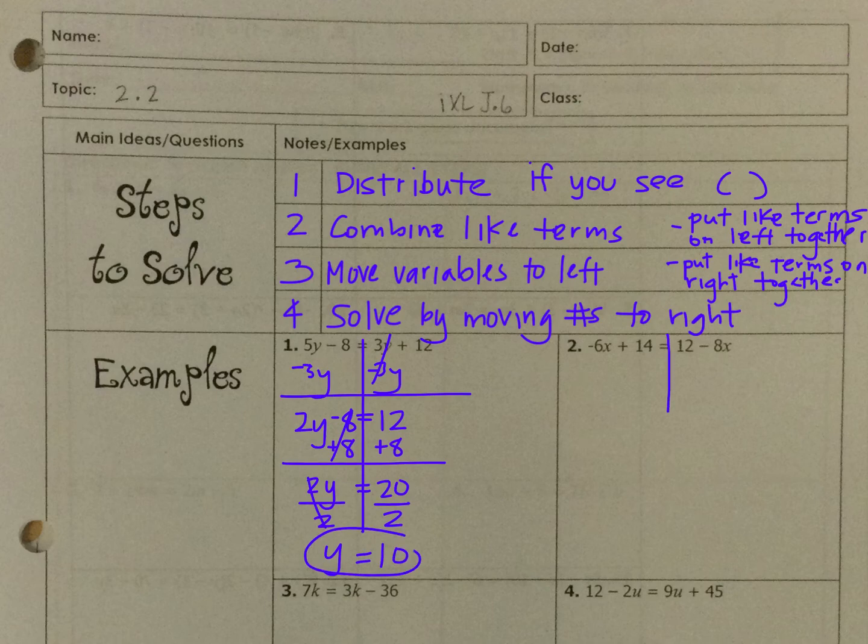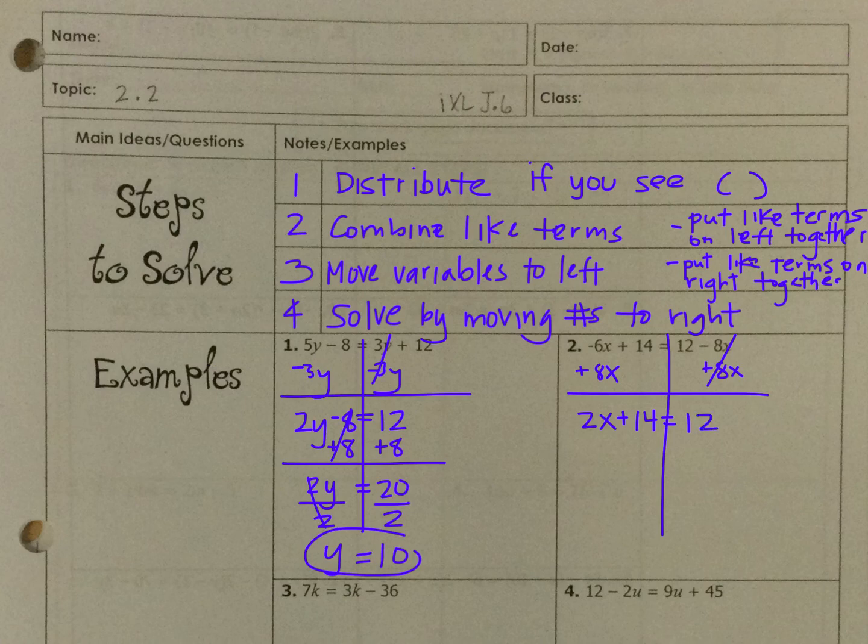Let's look at number 2. Same thing. There's no parentheses, so step 1 is done. There's nothing I can put together there, and there's nothing I can put together there. So now it's time to start moving stuff back and forth. So step 3 says to move the variables to the left. Well, to move a -8, I need to add it. It marks out on that side. -6 plus 8 is 2x plus 14. And I'm left with the 12 over here.